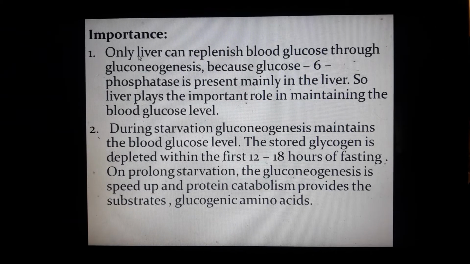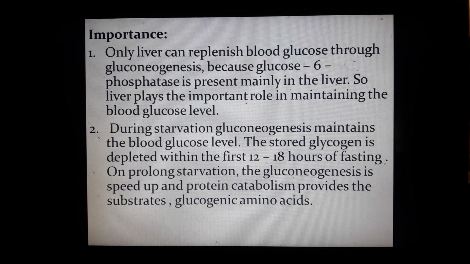Okay. Importance: only the liver can replenish blood glucose through gluconeogenesis because glucose 6-phosphatase is an enzyme mostly present in the liver. So the liver enzyme phosphatase plays an important role in maintaining the blood glucose level. During starvation, when we are hungry, gluconeogenesis maintains the blood glucose level because carbohydrates are the energy-giving foods. So glucose is the main source of energy.